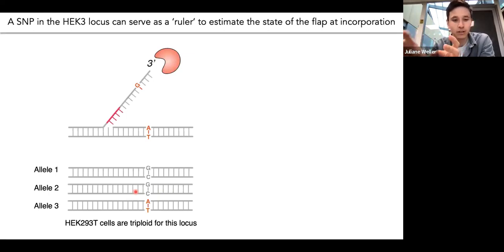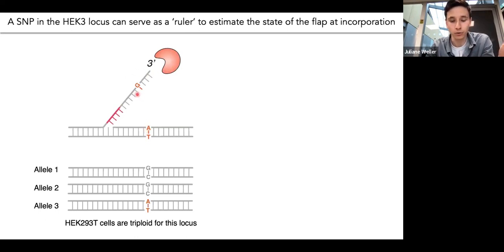So the HEK3 site that we target in HEK293T cells actually has a SNP. So it's a single position in which the nucleotide is different between the alleles. And also HEK293T cells are very far from normal cells. So they're triploid here. And you can see that 2 alleles encode a G and 1 allele encodes an A. So you can imagine that if the prime editor edits that allele that has the A here, but our pegRNA contains a G, that would create a mismatch.